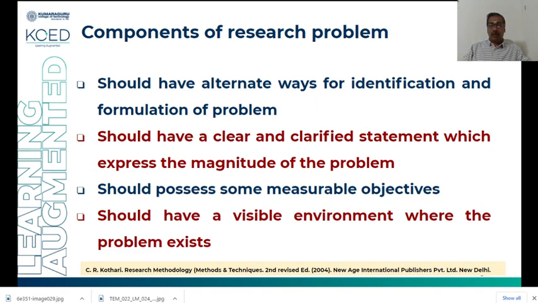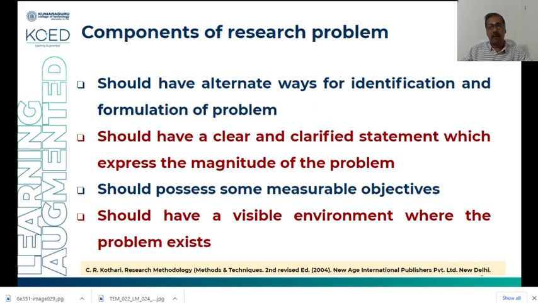So identification and formulation of a research problem should not be in one way. There should be multiple ways where I can frame or finalize a research problem. So framing, formulation or identification of a research problem can be done in multiple ways. It has to provide alternate ways. That is very important.